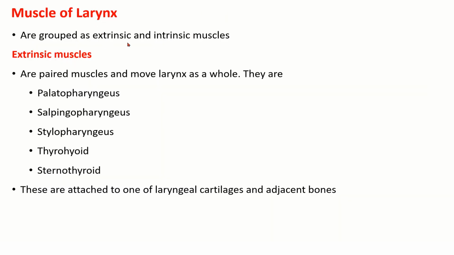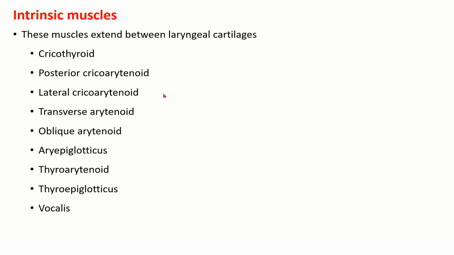Muscles of the larynx are grouped as extrinsic and intrinsic muscles. Extrinsic muscles are paired muscles and move the larynx as a whole. They are palatopharyngeus, salpingopharyngeus, stylopharyngeus, which are attached to the posterior border of the lamina of the thyroid cartilage, then thyrohyoid and sternothyroid. So these are attached to one of the laryngeal cartilages and adjacent bones. Intrinsic muscles include the cricothyroid, posterior cricoarytenoid, lateral cricoarytenoid, transverse arytenoid, oblique arytenoid, aryepiglotticus, thyroarytenoid, thyroepiglotticus, and vocalis.